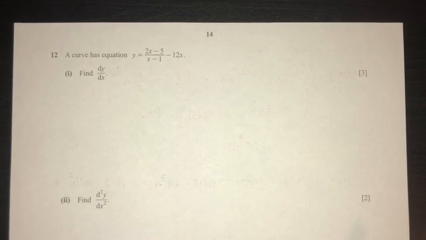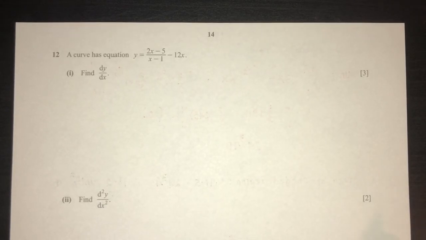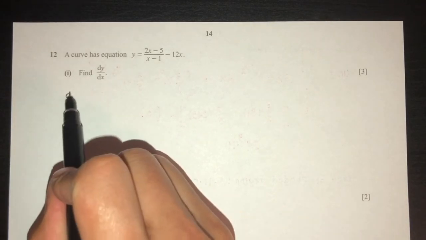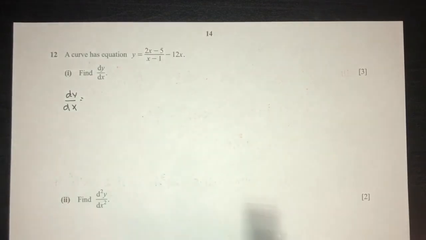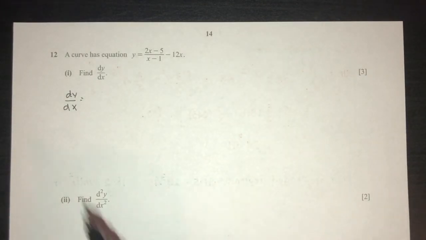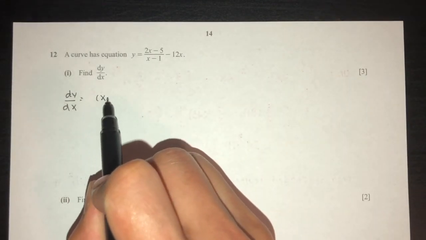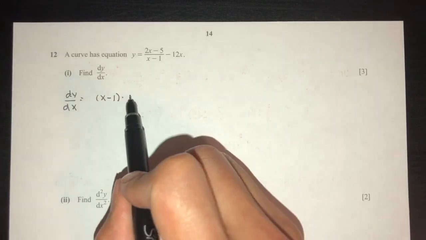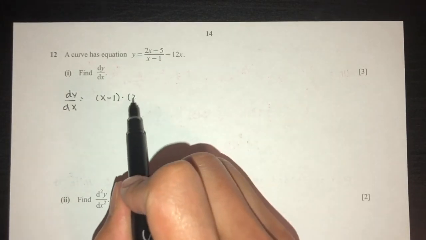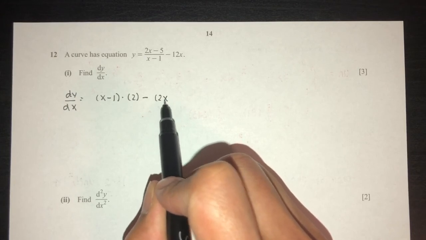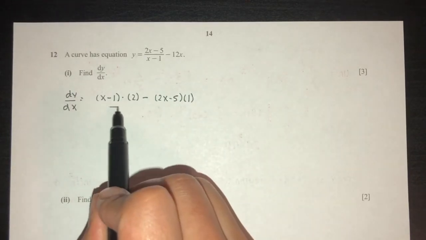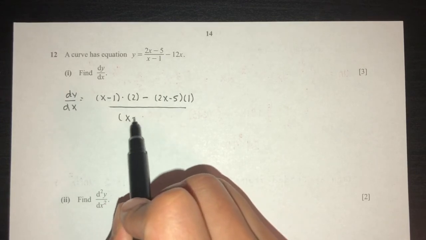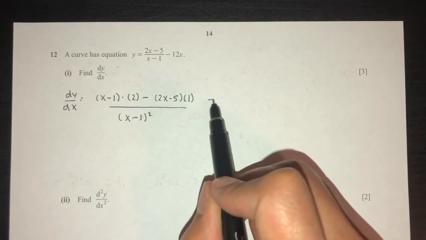Let's move on to question number 12. A curve has the equation y equals this. We have to find dy by dx. So step by step, let's break this down into 2 pieces. The first part is a fraction, so you have to use your quotient rule. We write the denominator first as it is, and then d by dx of the top, that will be 2. Then minus the top as it is, then d by dx of the base, that will be 1. And everything divided by the square of the base. Now this one is simply minus 12.